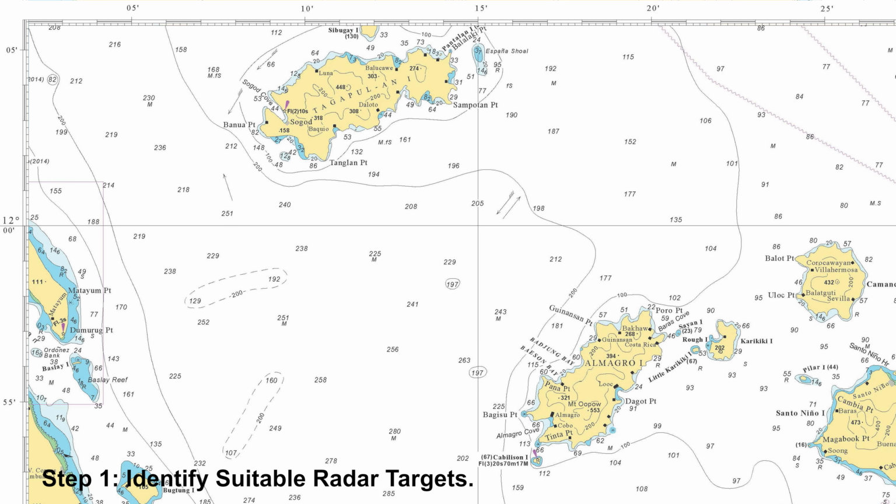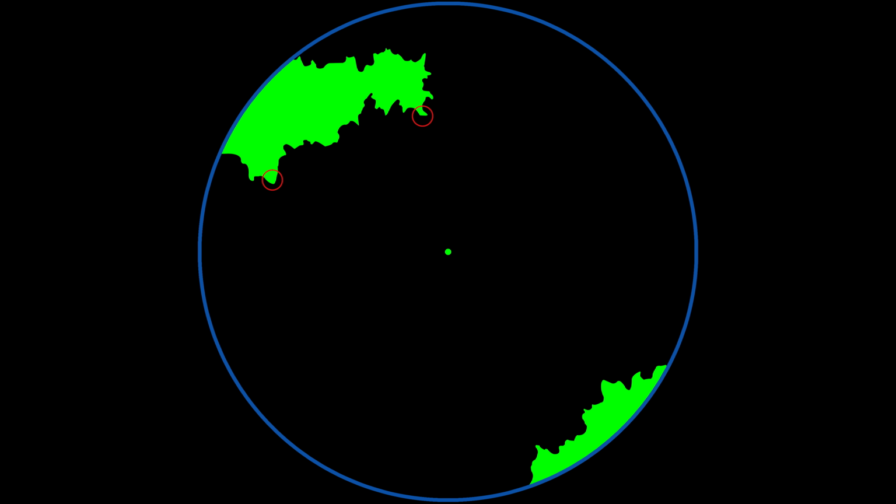Step-by-step procedure. Step 1. Identify suitable radar targets. First, identify two or more fixed and clearly identifiable objects that can be detected by radar. Choose targets that are clearly shown on the nautical chart and are suitable for accurate radar ranging. In this example, we will use Tanglan Point and Sampotan Point. This is how Tanglan Point and Sampotan Point will appear on the ship's radar.